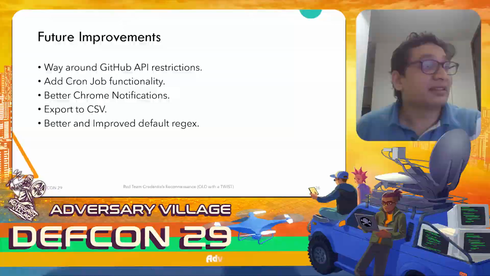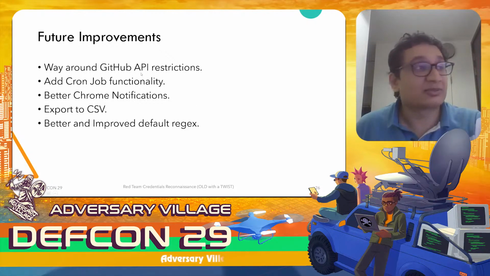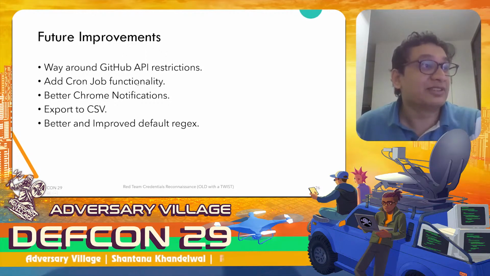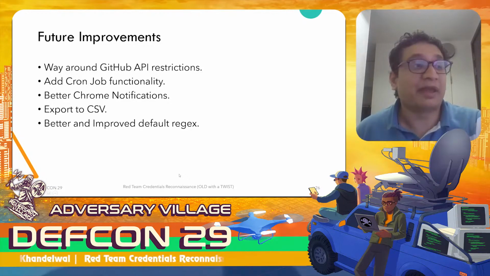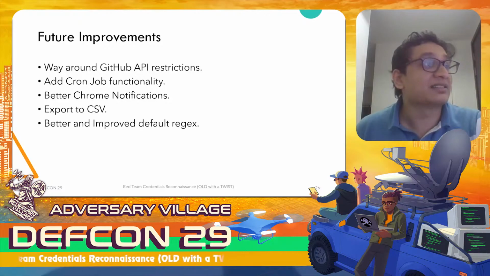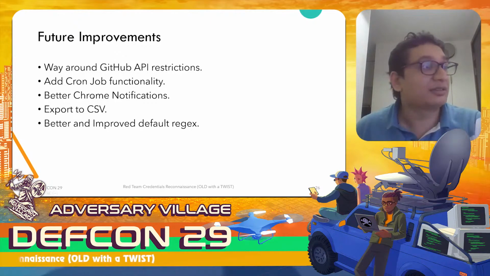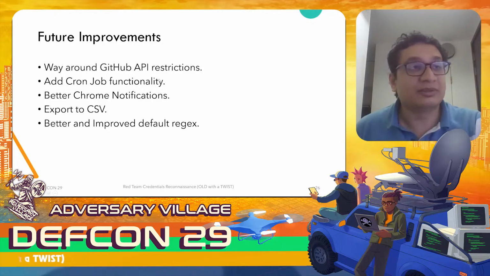For the future improvements, there are some GitHub API restrictions which we think we should try to overcome. That's why we were using 2 keys. We can use many keys. The more keys you use, the faster the search. I am definitely thinking to add cron job functionality, because this will greatly increase the usability of the tool.